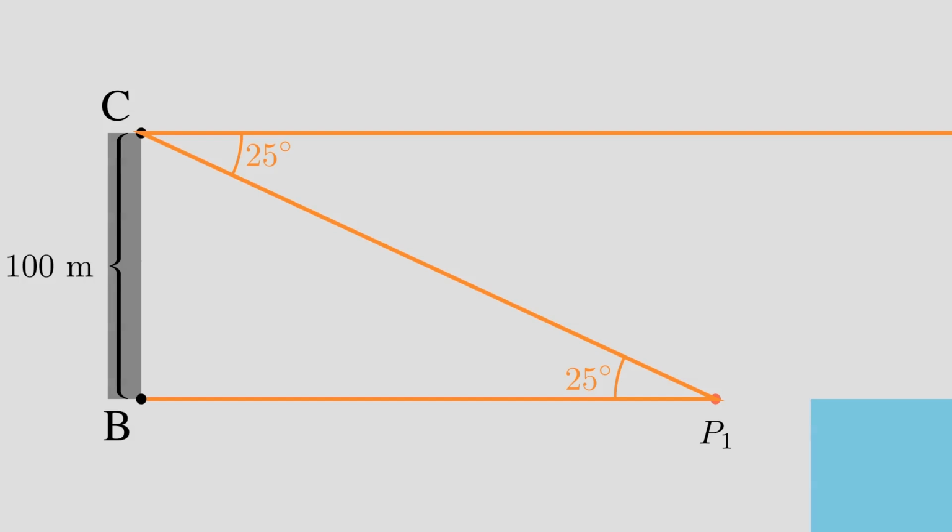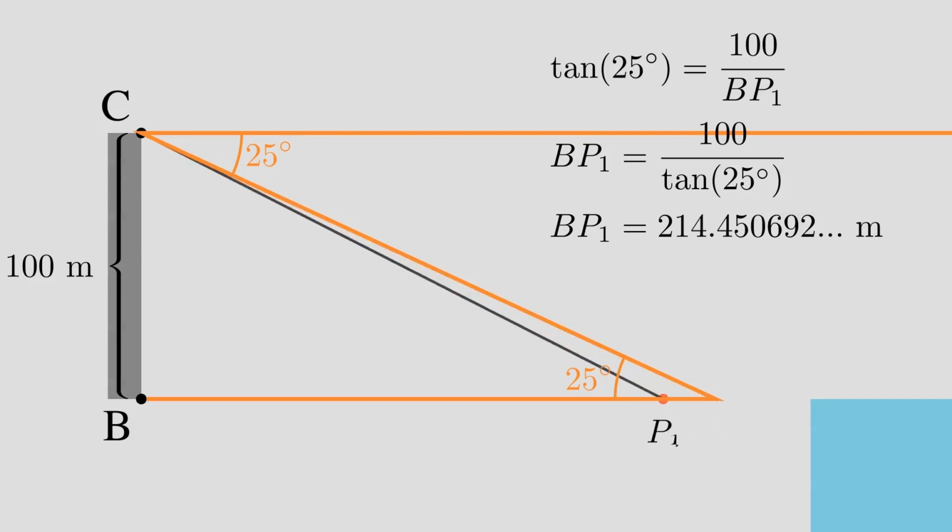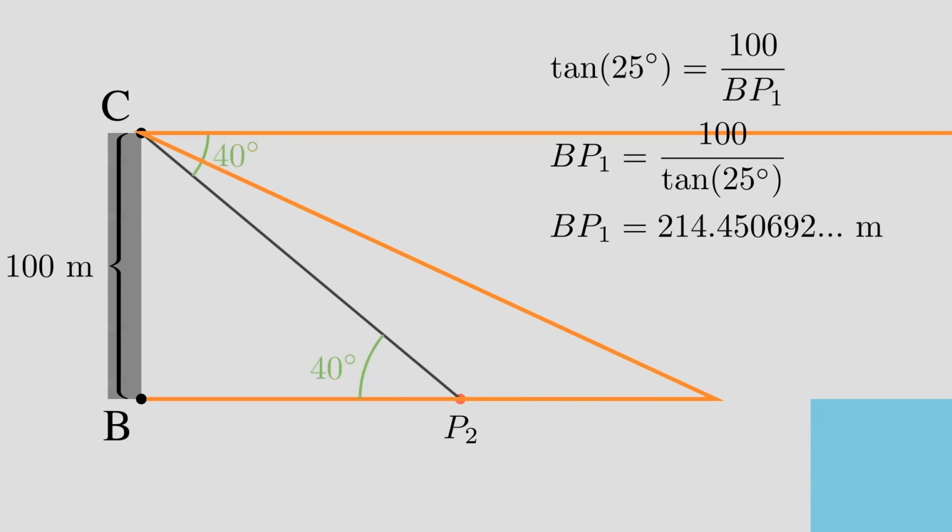First, consider the ship at its initial farther position. The angle of depression is 25 degrees, which means the angle of elevation from the ship up to the Coastguard is also 25 degrees. The opposite side is the cliff's height, 100 meters. We need to find the adjacent side, the horizontal distance from the cliff. Using tangent, tan of 25 degrees is equal to 100 divided by the distance. This gives us a distance of about 214.45 meters.